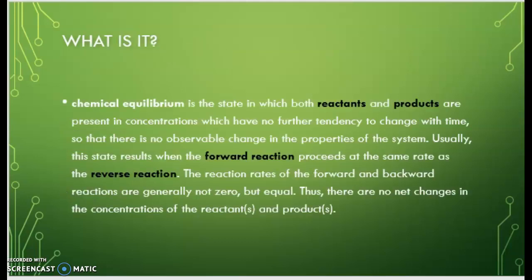Chemical equilibrium is the state in which both reactants and products are present in concentrations which have no further tendency to change with time, so that there is no observable change in the properties of the system. What this means is that during a reaction, neither side of the reaction, either the product side or the reactant side, is moving forward. The forward velocity and the backward velocity are the same. It's not actually moving forward, and it's not actually going backwards. It's at an equilibrium state. So nothing's really changing with it.